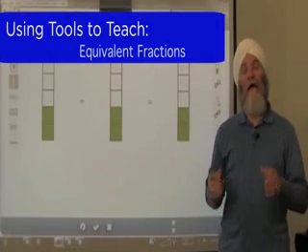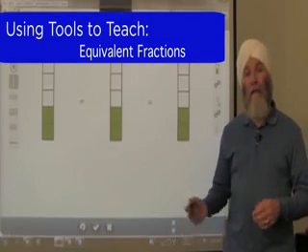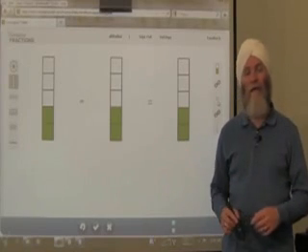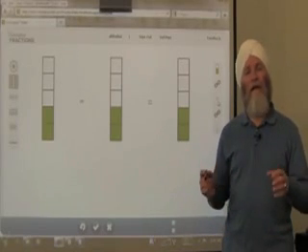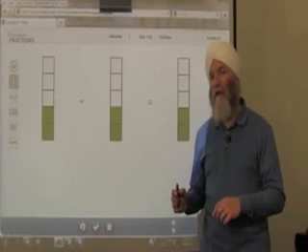Let's look at techniques to help students learn about equivalent fractions. We're using free online visual tools from Conceptua Math. This is the equivalent fractions tool, and I'm going to demonstrate how to use this effectively in a 5 to 15 minute group discussion. Let's see how I've got it set up.